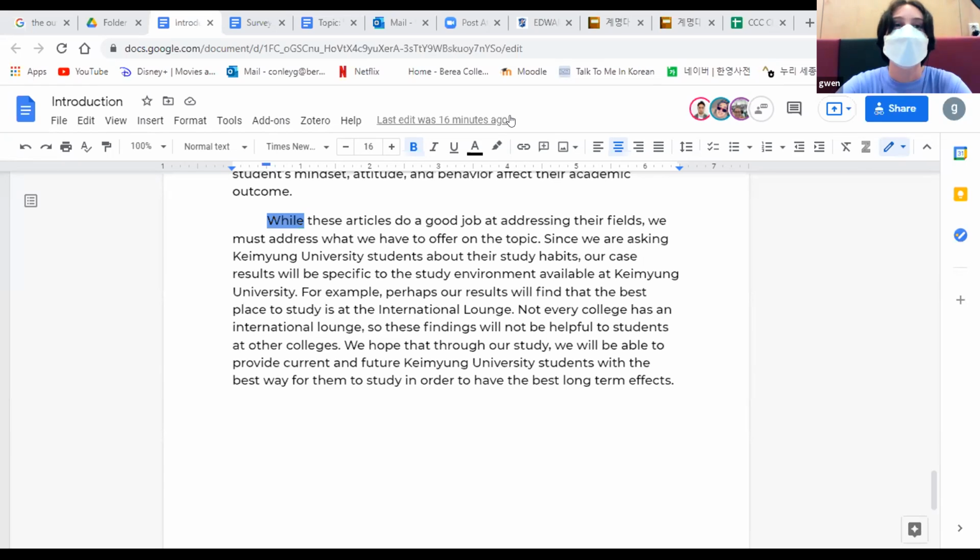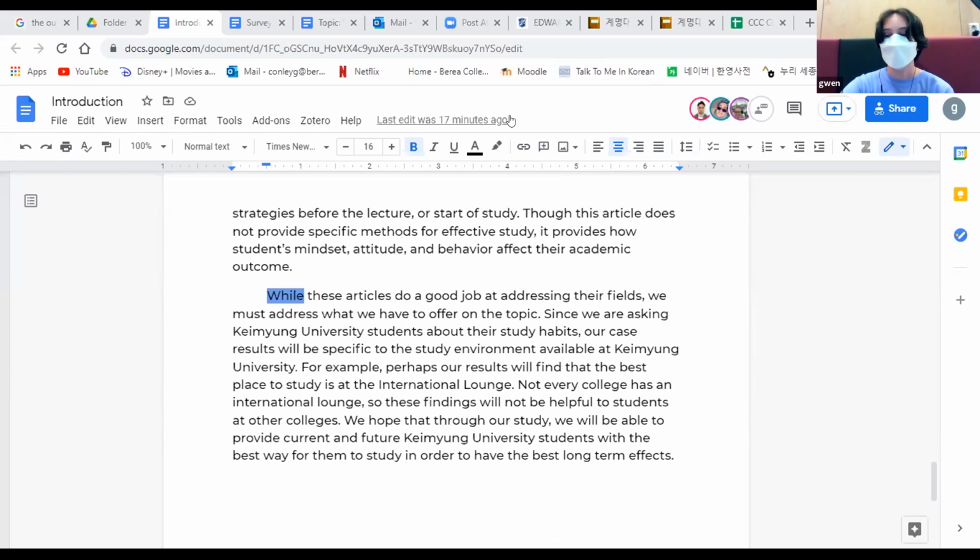Like maybe we'll find out that the best place to study is at the International Lounge. Well, that's not going to be helpful to anybody at any other college since we're the only one that has this specific International Lounge. So we're hoping that our results are going to be able to help current and future Kim Il University students in their academic endeavors. And that's it.